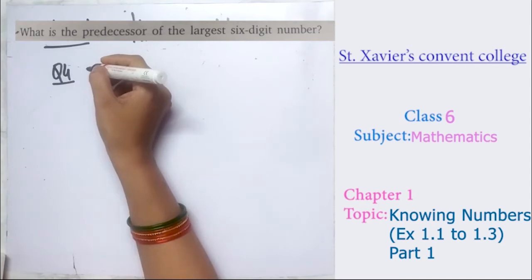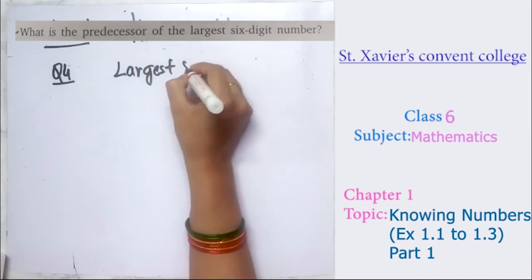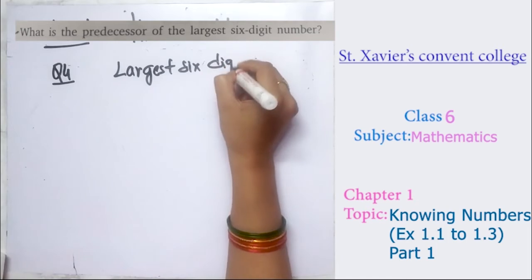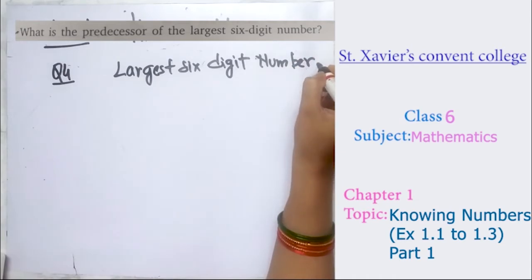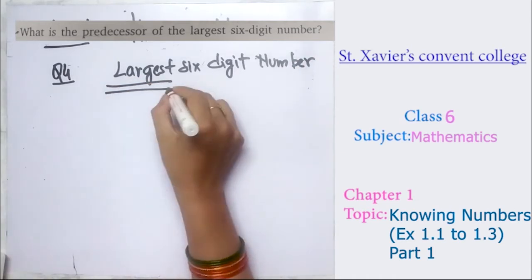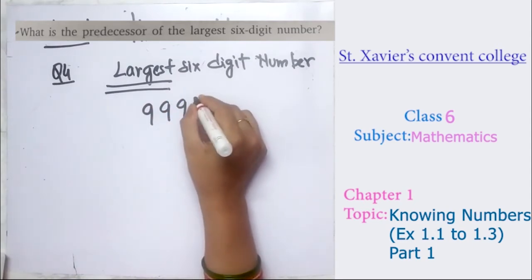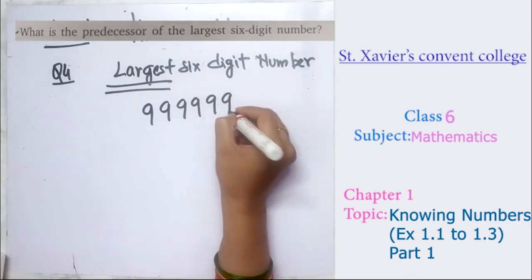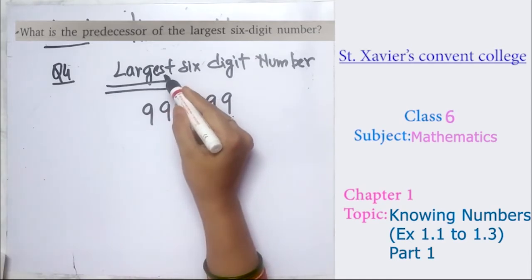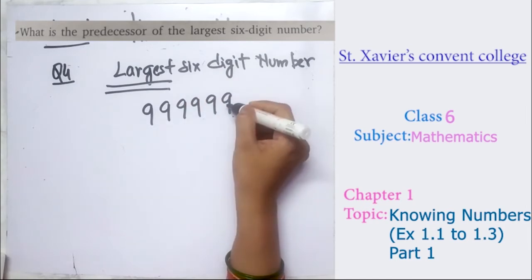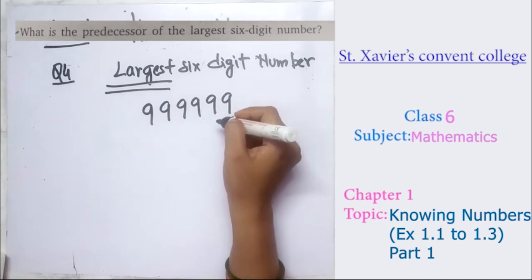Now question number 4. Question number 4 says, what is the predecessor of the largest 6-digit number? As he is talking about the largest 6-digit number, the largest 6-digit number is 9, 9, 9, 9, 9 and 9. Whenever you are talking about the largest, you have to write the 6-digit number.